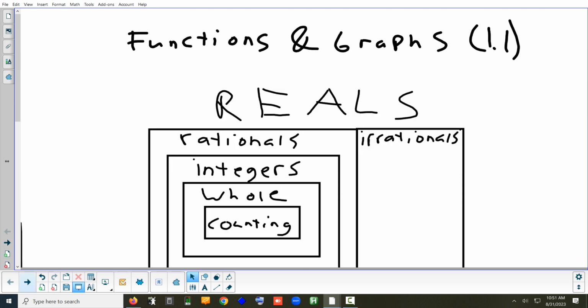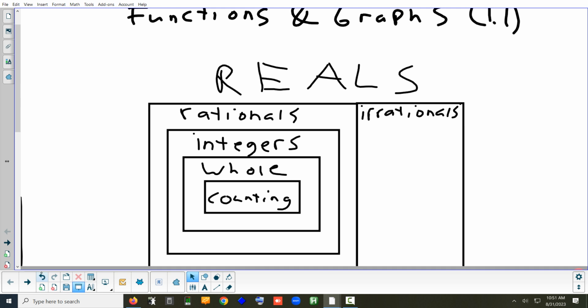So here's a diagram of different types of numbers and their names. I'm not going to write down every definition. I will tell you what they are. So if there's anything you don't know, you should probably make a note. We're going to start with the simplest kind of numbers, which is the most inner box. We're going to work our way out. And counting numbers are the simplest.